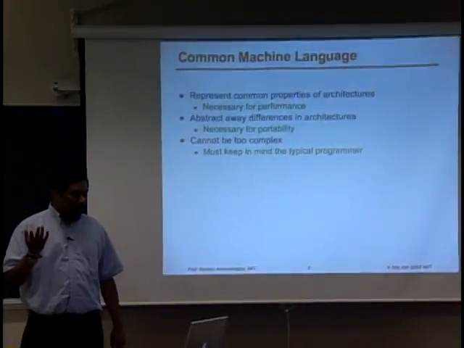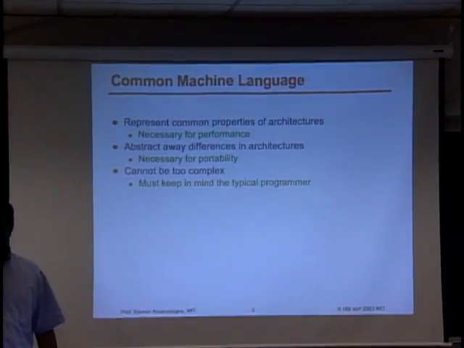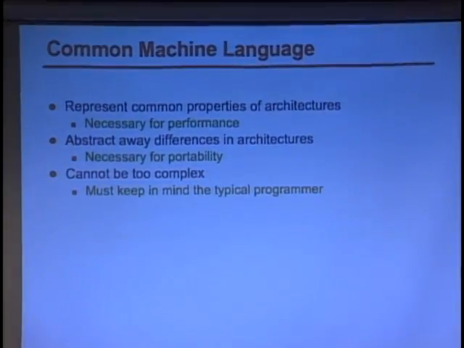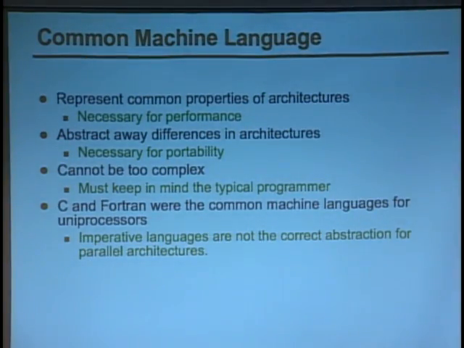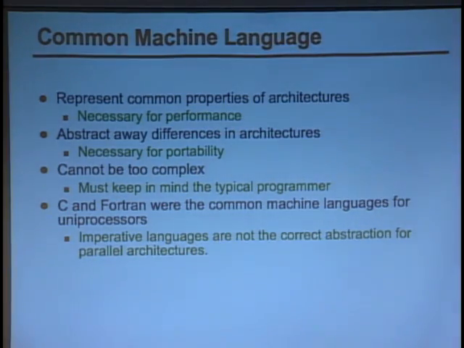And also, you can't have things too complex, because a typical programmer cannot deal with very complex things. C and Fortran was a really nice common assembly language for imperative languages running on uniprocessor machines. The problem is this type of language is not a good common language for multi-cores, because it doesn't deal with multiple cores. And as we change the number of cores, for example, automatic parallelizing compilers are not good at getting really good parallelism, even though we talked about that. Still, a lot of work has to be done there.